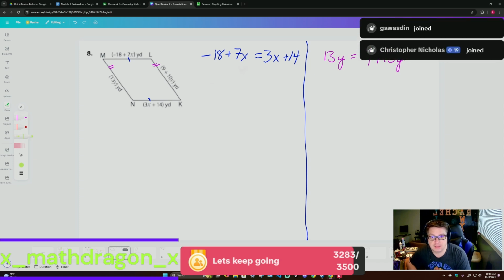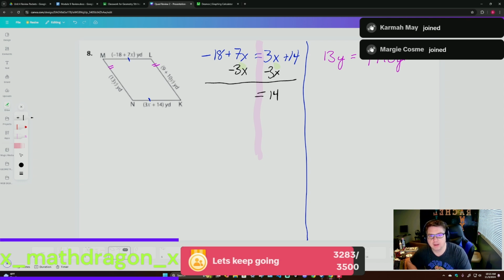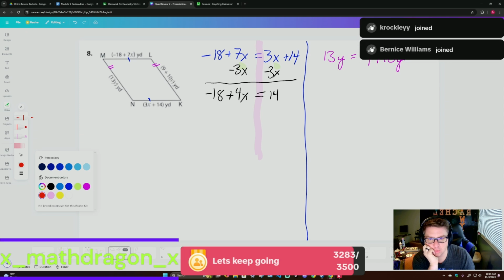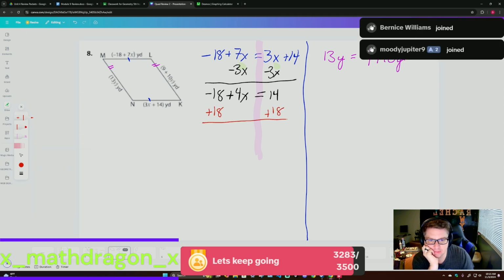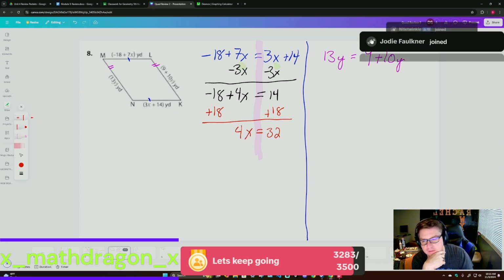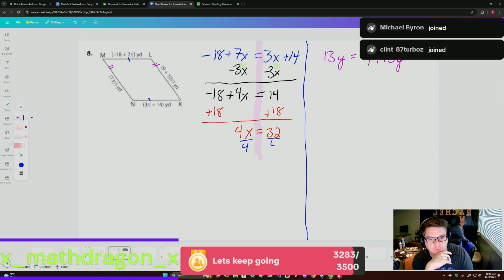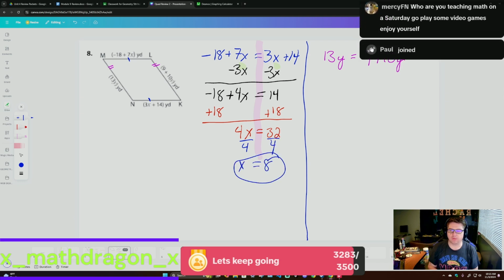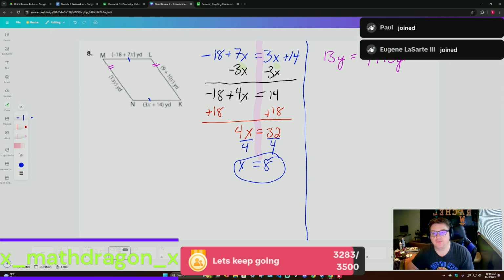Now, for the first one with the x's, we have x's on both sides of the equal sign. So that means I want to move all of them over to one side or the other. I'm going to subtract 3x from both sides. That's going to leave me with 14 on this side, and then negative 18 plus 4x. Next steps, we're going to add 18 to both sides, and that's going to leave us with 32 equals 4x. And then the division property of equality, so that x equals 8 will be our final solution. We can plug it back in and find that length. 3 times 8 is 24, plus 14 is 38. So this length should be 38.